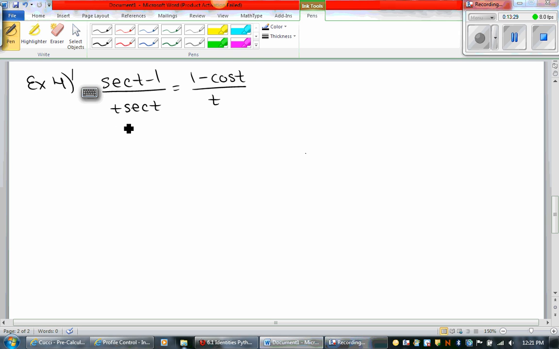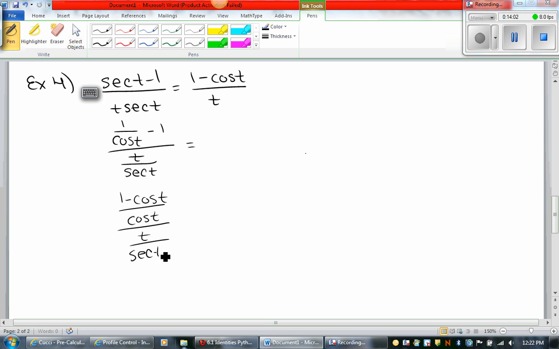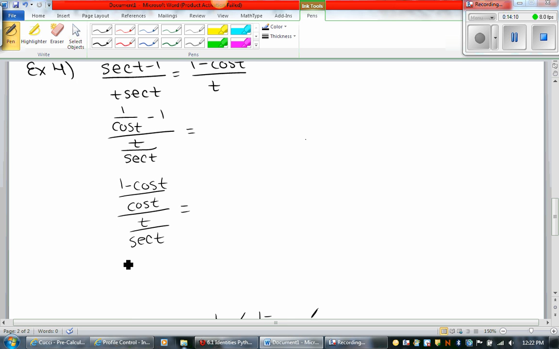So this becomes 1 over cosine of t minus 1 over t divided by secant of t. So the next thing I want to do is make it so that I have 1 fraction over 1 fraction. So I'm going to find a common denominator, which we know is going to be cosine of t. So 1 minus cosine of t over cosine of t, and that's divided by t over secant of t. Complex fractions, we know that we are going to multiply by the reciprocal of the denominator.